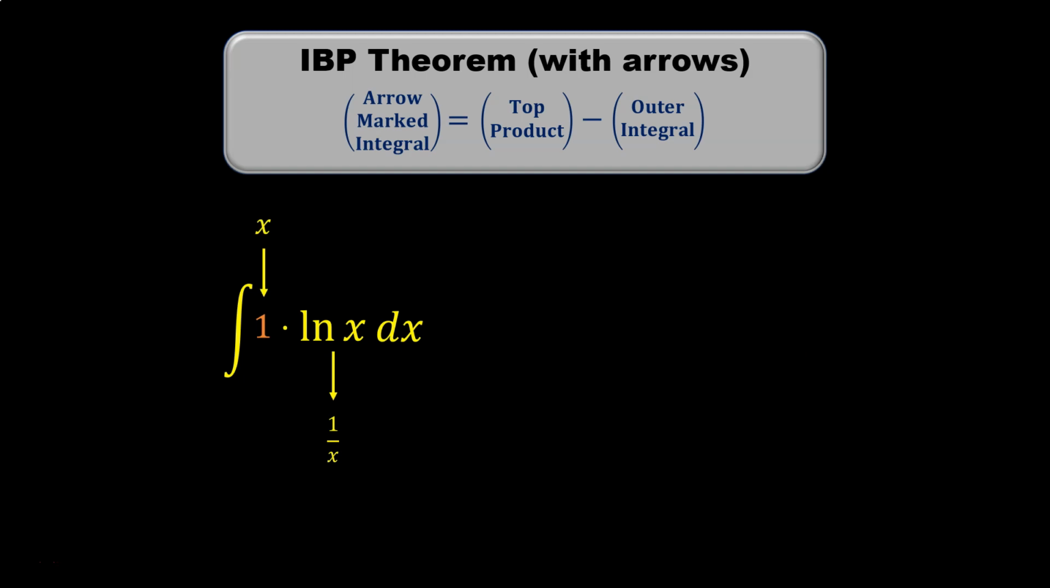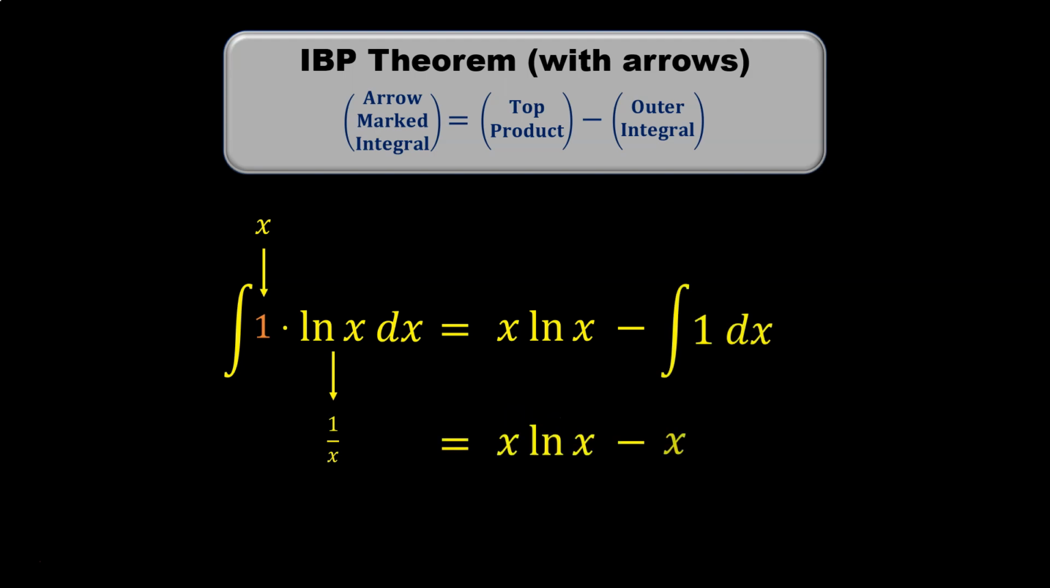The product of the outer functions is easy to integrate, of course, so this is indeed a job for integration by parts. The top product is x log x. From that, we subtract the outer integral, which is the integral of x times 1 over x, or 1. The rest is straightforward, and we now know the antiderivative of log x. It's x log x minus x, as you can confirm by taking its derivative.